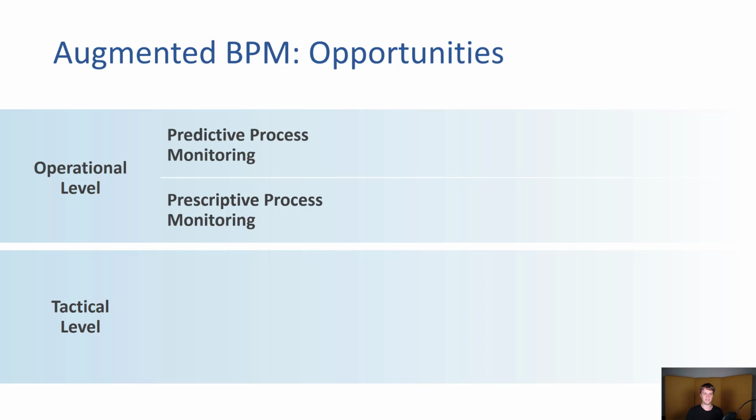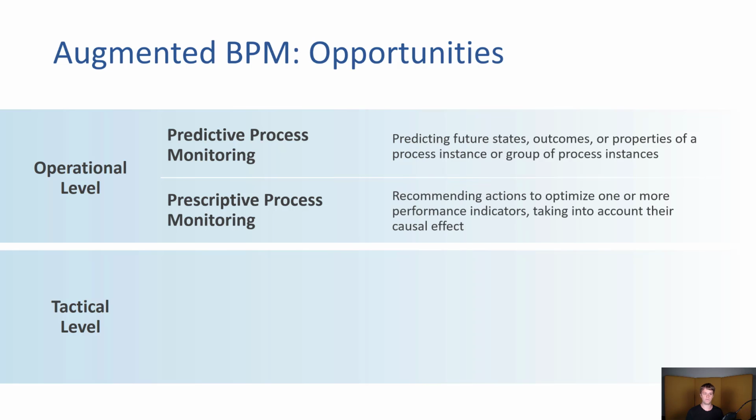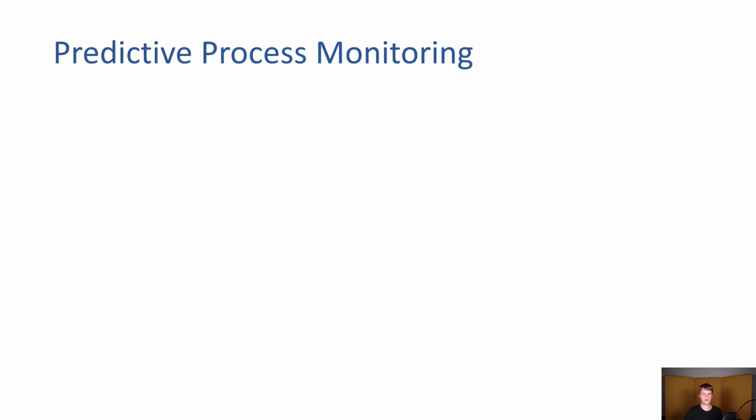Here we have predictive process monitoring as well as prescriptive process monitoring. Predictive deals with predicting future states, outcomes, or properties of a process instance or group of process instances. Meanwhile, prescriptive deals with recommending actions to optimize one or more performance indicators, taking into account their causal effect. Out of those two monitoring approaches, let's start with the predictive one, as it's a bit simpler and it's also the one that we have already seen in this lecture series.